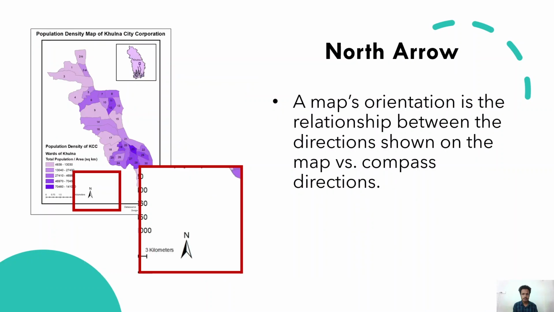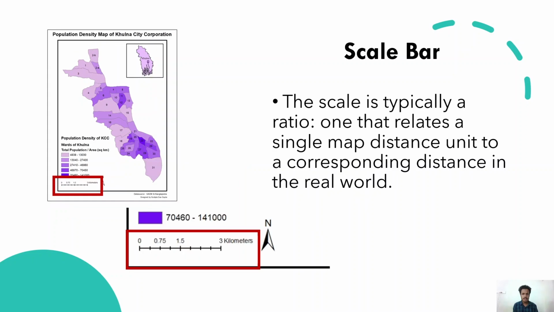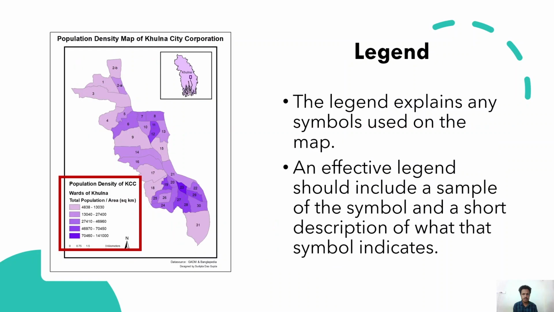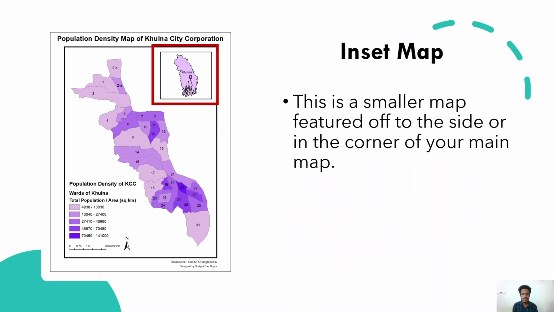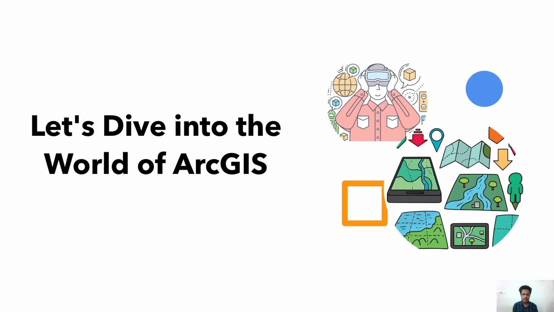The north arrow is the relationship between the direction shown on the map versus the compass direction. The scale bar is typically the ratio of the single map distance unit to the corresponding distance in the real world. The legend explains any symbols we used in the map. And the insert map is a smaller map featured in any corner of our map. So let's explore this in ArcMap.